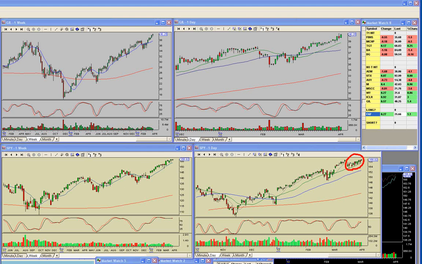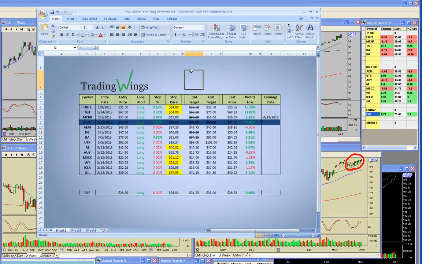Now, moving forward, new potential play that we have here. I'll pull up a spreadsheet for those of you that are joining us. Otherwise, it's also on the page. We put the charts and the entry price and the stop price and the targets all on a nice visual chart for you. The symbol is FAF.